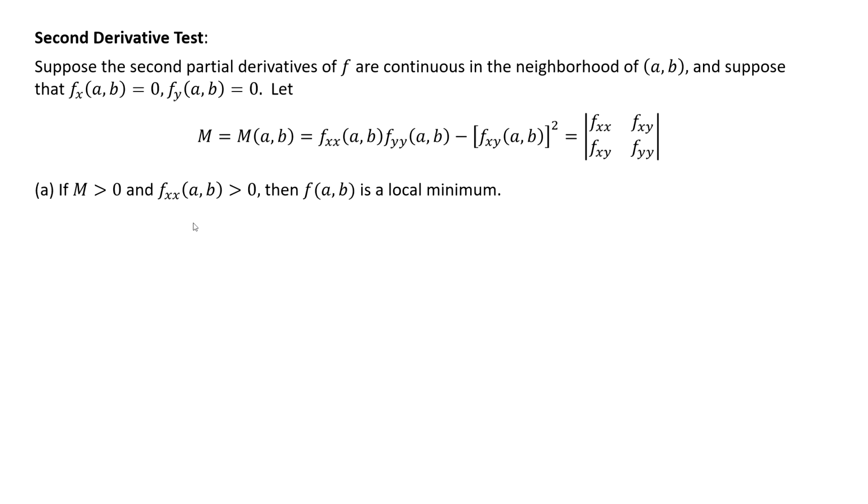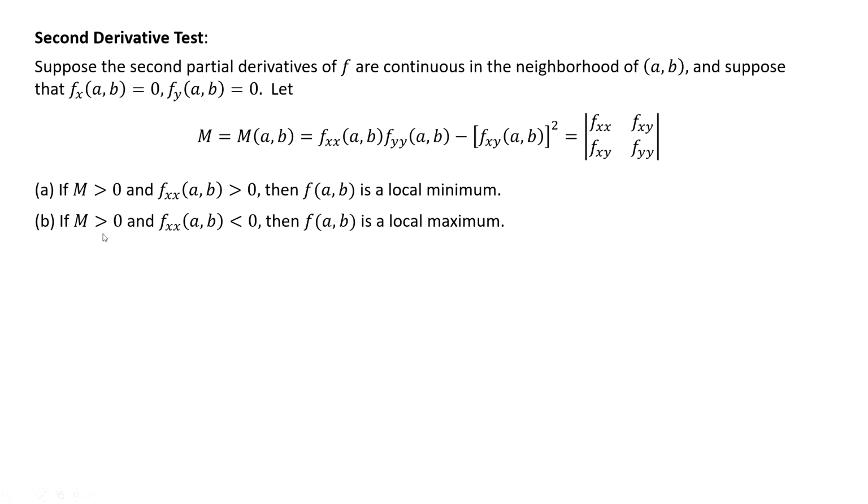We are talking about something very similar to it, but just a tad more complicated. You need to look at M being greater than 0 and f sub xx, the second partial with respect to x, being greater than 0. Then we have a local minimum.